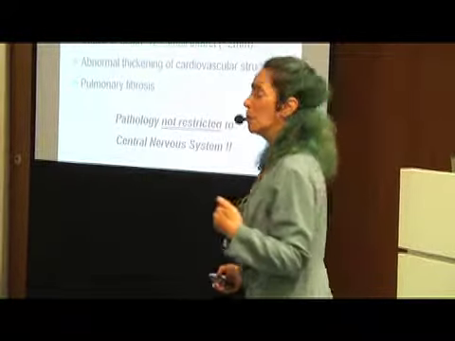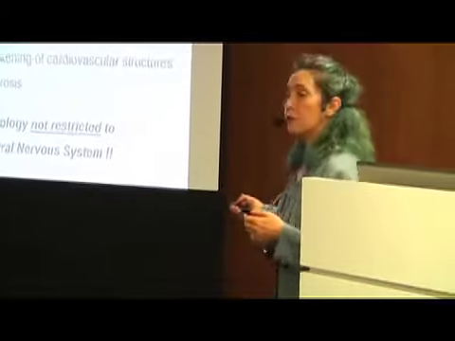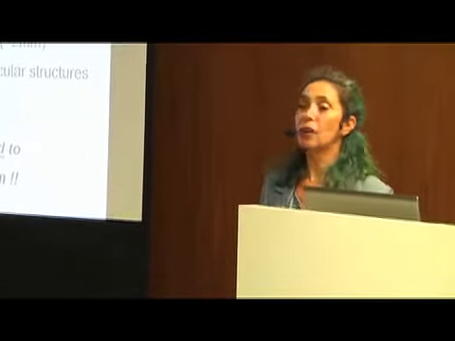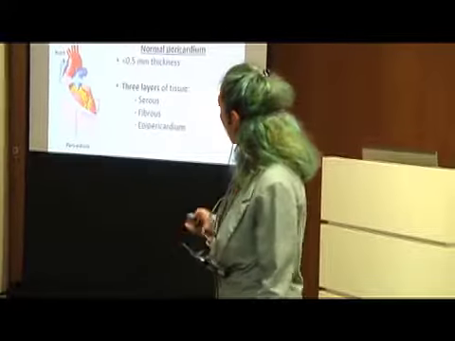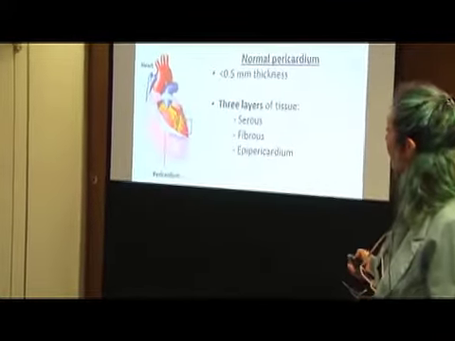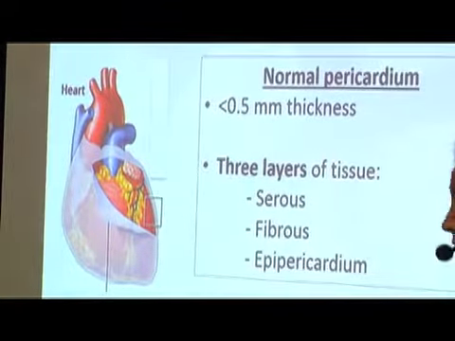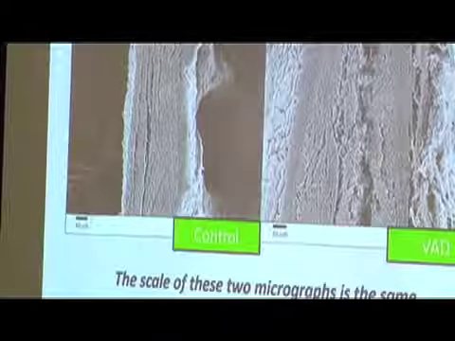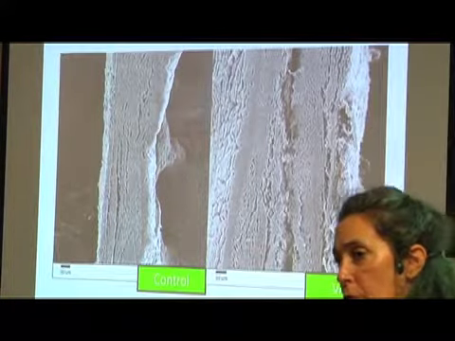What we did find out was that there's no way that this is only in the central nervous system. If you have thickening of cardiovascular structures and 11 silent heart attacks, no way this is only related to the nervous system. One of the structures that was thickened is called the pericardium. It is very, very thin, normally less than 0.5 millimeters in thickness. What we found in our patients later, not only in the autopsy, is that sometimes this pericardium goes from 0.5 normal to 2.3 millimeters.